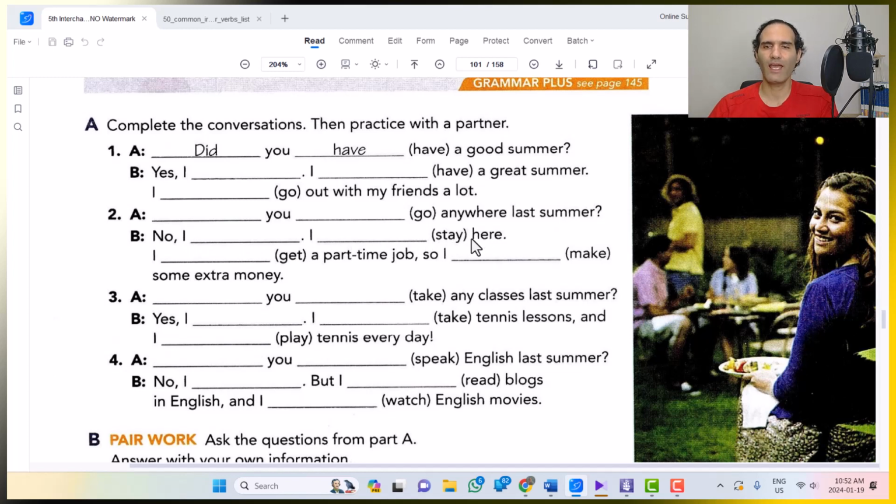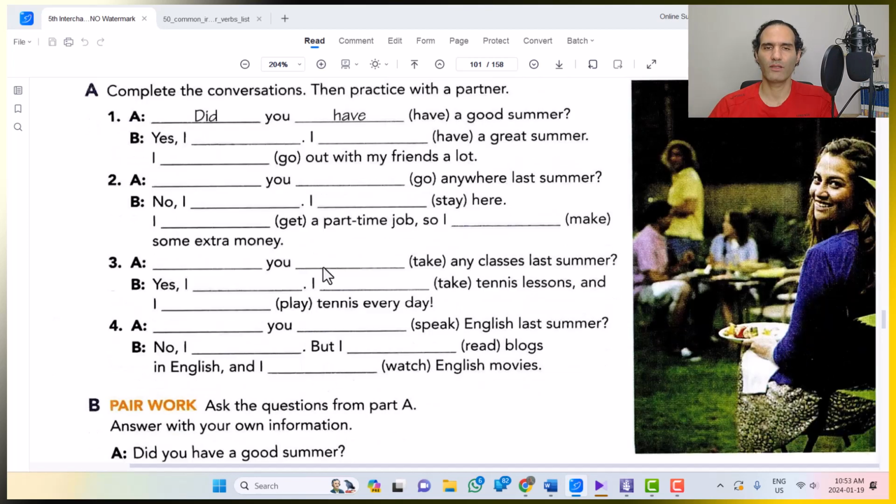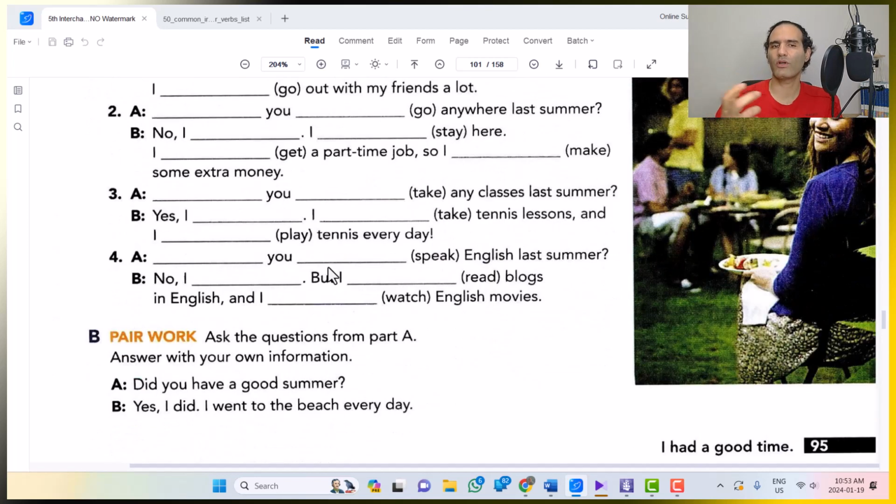Stayed, S-T-A-Y-E-D, stayed. I got a part-time job. I found a part-time job. So I made some extra money. I earned some money or I made some money. So right now we know that we say make money, make friends, make the bed in the morning. Memorize the collocations. Number 3, did you take any classes last summer?